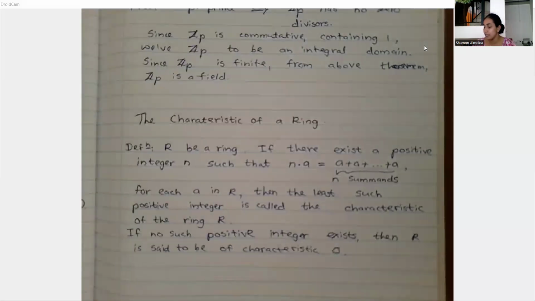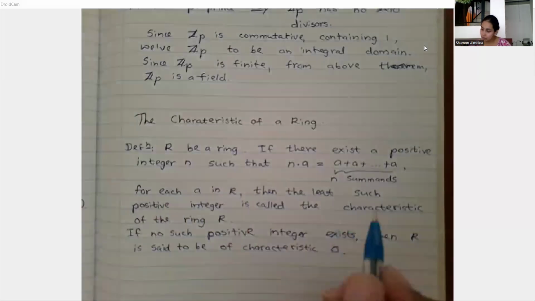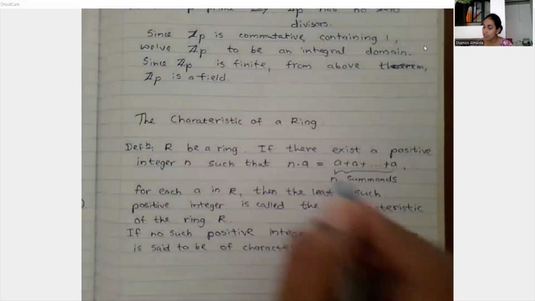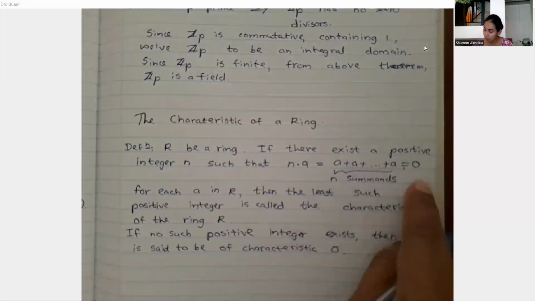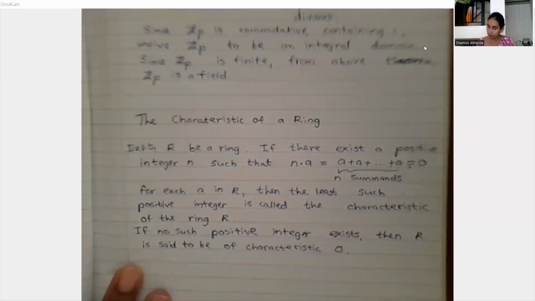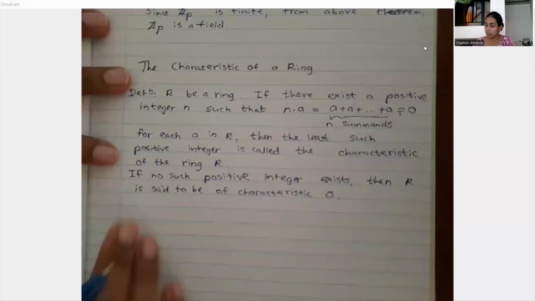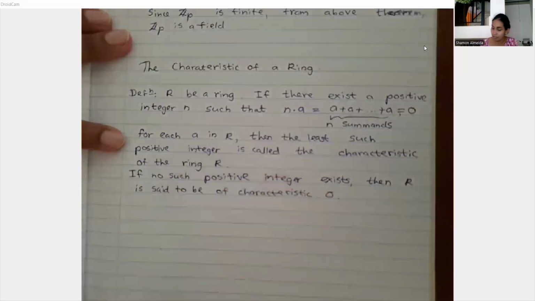R is given to be a ring. For each element in R, if you can find a positive integer n, so that n times a, which is given by a plus, so we have n terms in this summation, is equal to 0, I have missed that part, is equal to 0, then the least such n is what we call the characteristic of the ring R. For example, now observe that the formal definition tells you this has to be true for every element a in R. Every element a in R, right?